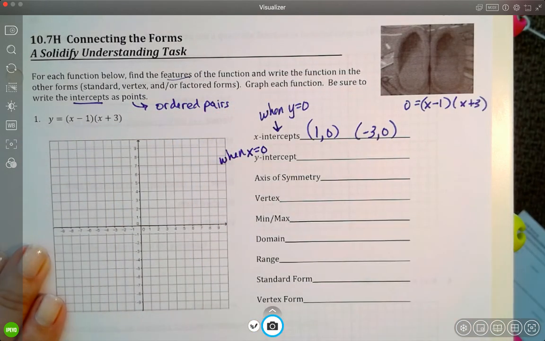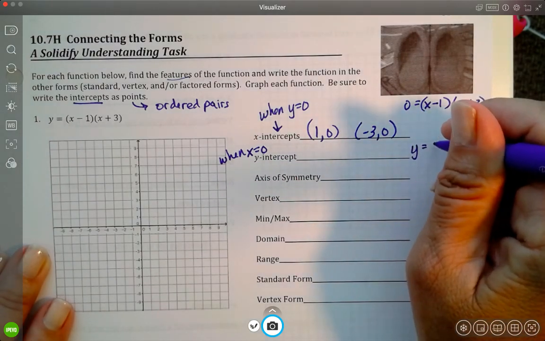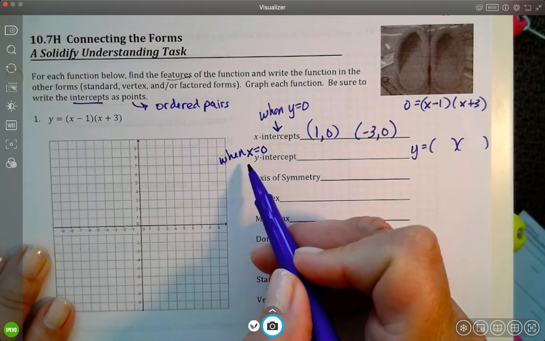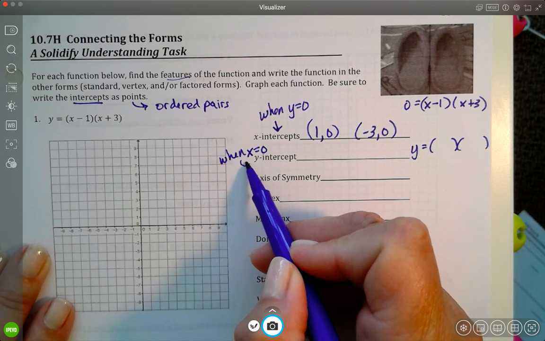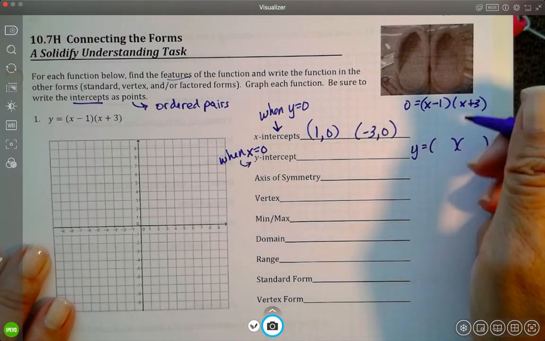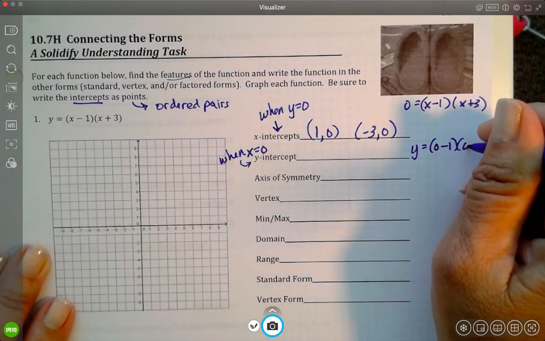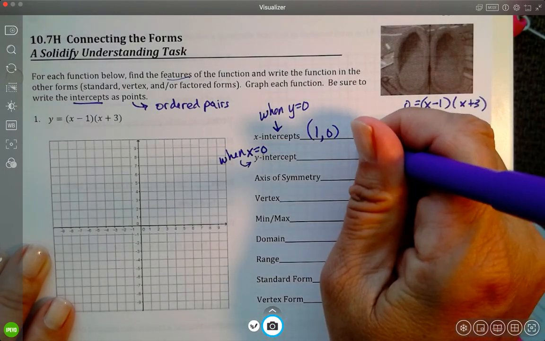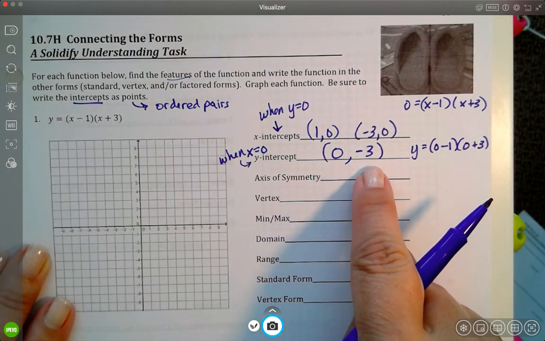Makes sense, right? So now I have y equals, and in my equation, I'm going to plug in 0 for x, because I get the x-intercepts when y equals 0 and I get the y-intercept when x is 0. So everywhere that there's an x, I'm going to plug in 0. So I have 0 minus 1, 0 plus 3. So -1 times +3 is -3. So my y-intercept, when x is 0, y is -3.